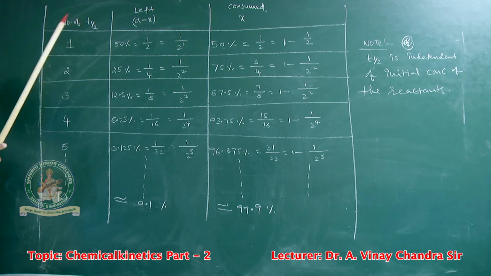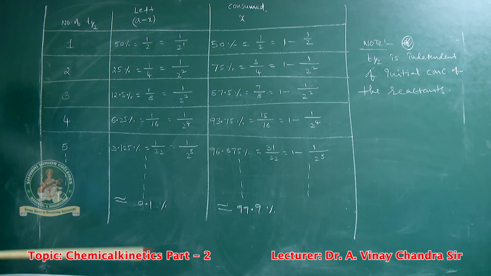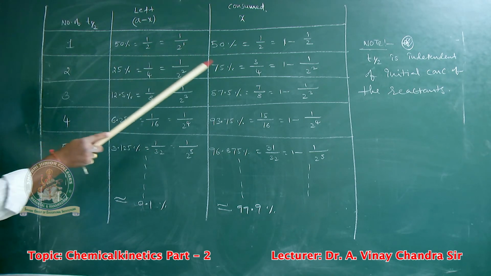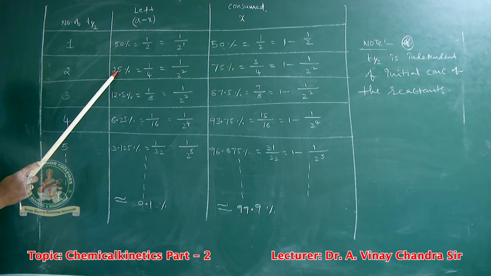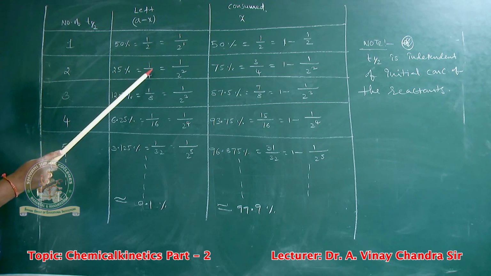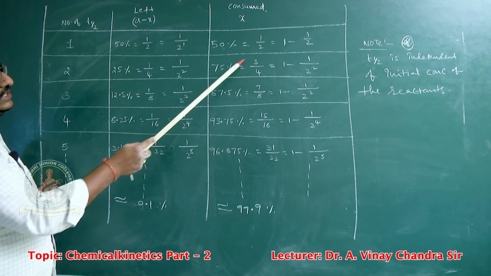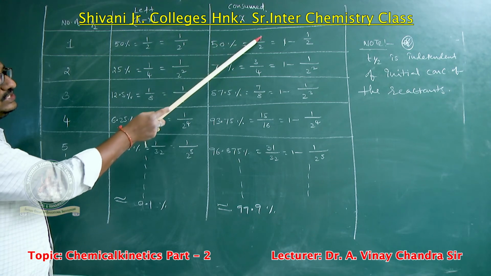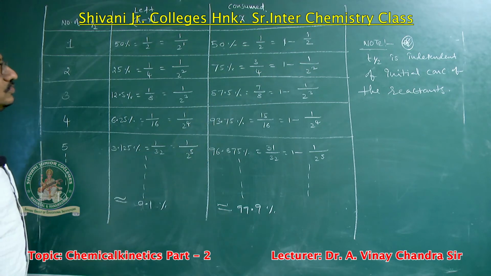Next, when half of the material is converted a second time, the number of t halves is 2. The 50% becomes 25% leftover, which means overall 75% of the reaction is converted to product. The leftover 25% we represent as 1 by 4, or 1 by 2 to the power of 2. The 75% completed reaction is represented as 3 by 4. So 50% is 1 by 2, 75% is 3 by 4, which we can also represent as 1 minus 1 by 2 to the power of 2.